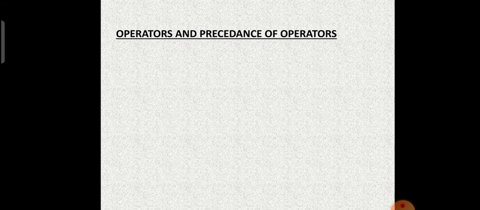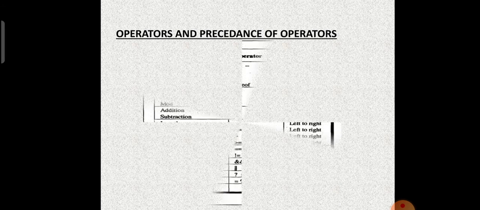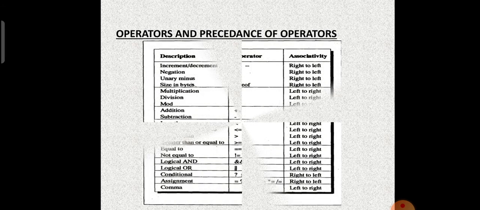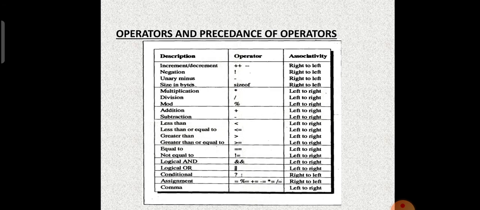Now let us see about operators and the precedence of operators. These are all the operators present in C. The lowest priority operator is the comma and the highest priority operator is increment and decrement. If operators of the same precedence are present in an equation, we have to see the associativity, that is, from right to left or left to right. For example, in one equation, if multiplication, division and modulus are present, we have to solve it from left to right.